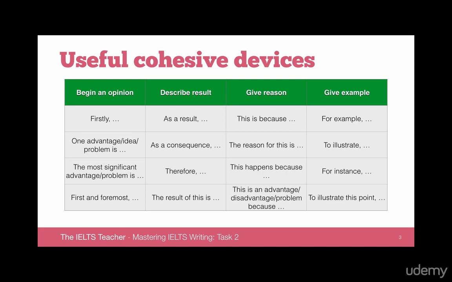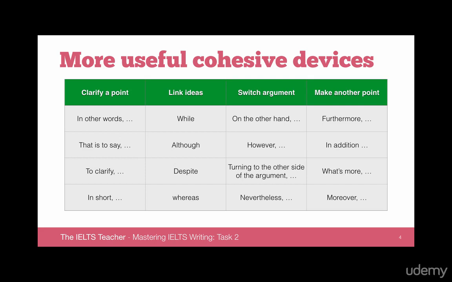It would be a good idea here to pause the video and to take a screenshot of this table, or perhaps even write it down to help you memorize the devices themselves. And on this next slide, we have even more useful cohesive devices for different purposes. Here we've got clarifying a point, linking ideas, switching arguments, and making another point. Okay, so lots of different cohesive devices that you can use to improve that flow in your essay. Again, pause the video, take a screenshot, print it out, and try experimenting with these cohesive devices to see if you can improve that flow in your essay. Perhaps you've been struggling to achieve flow in your essay. This is how you would remedy that.